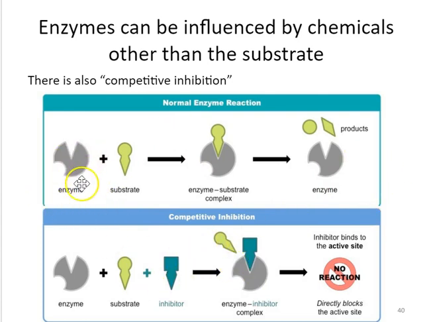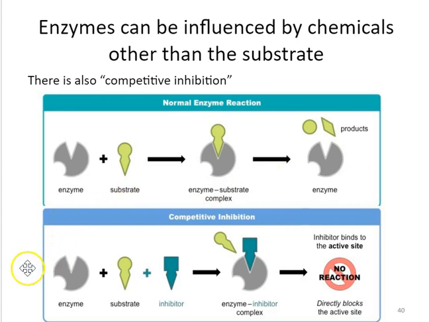So here's the enzyme, and here's the substrate. And normally the substrate would bind in this triangle-shaped active site. And then after that binding occurred, catalysis of the reaction would occur and products would be released. That's like business as usual.